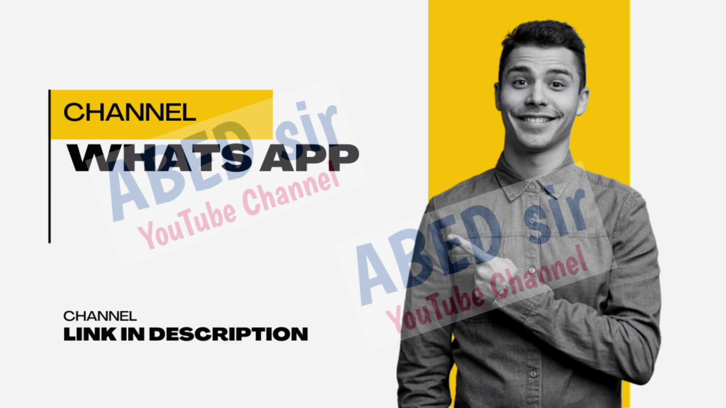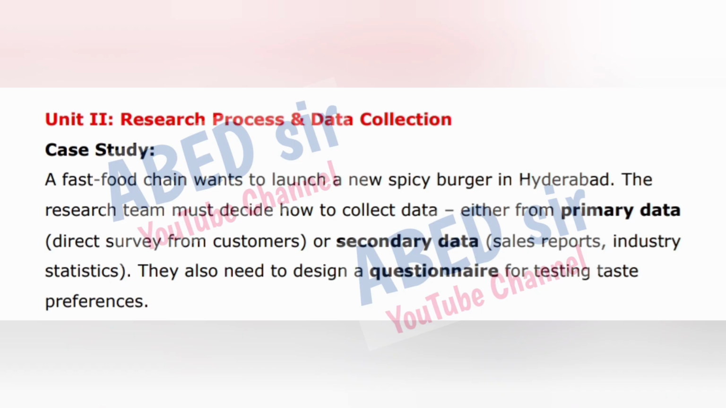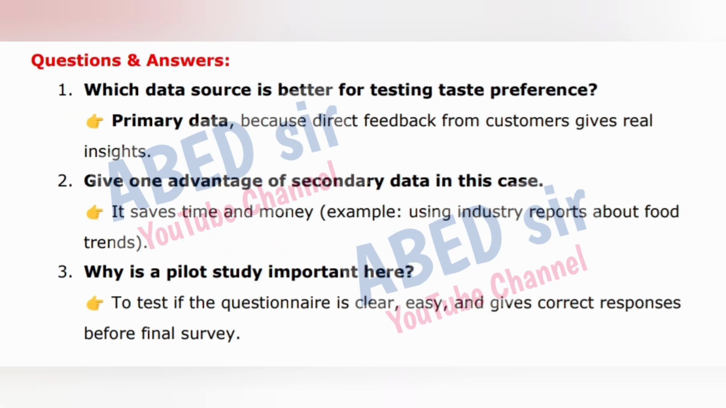Next, Unit 2, Research Process and Data Collection. Case study. A fast food chain wants to launch a new spicy burger in Hyderabad. The research team must decide how to collect data either from primary data, direct survey from customers, or secondary data, sales reports, industry statistics. They also need to design a questionnaire for testing taste preferences. Questions and answers. 1. Which data source is better for testing taste preference?